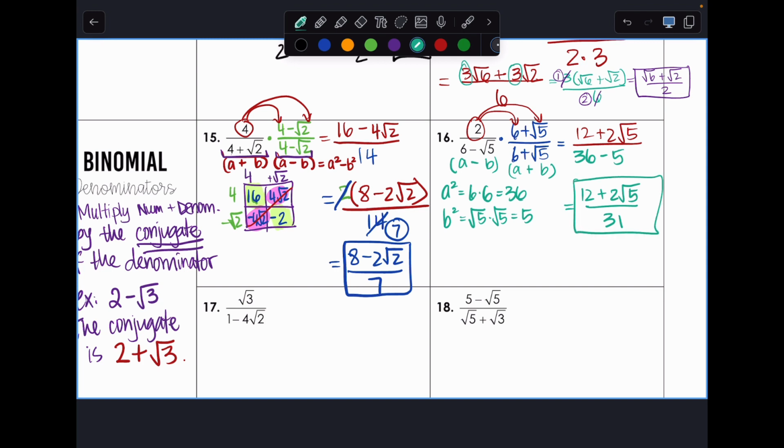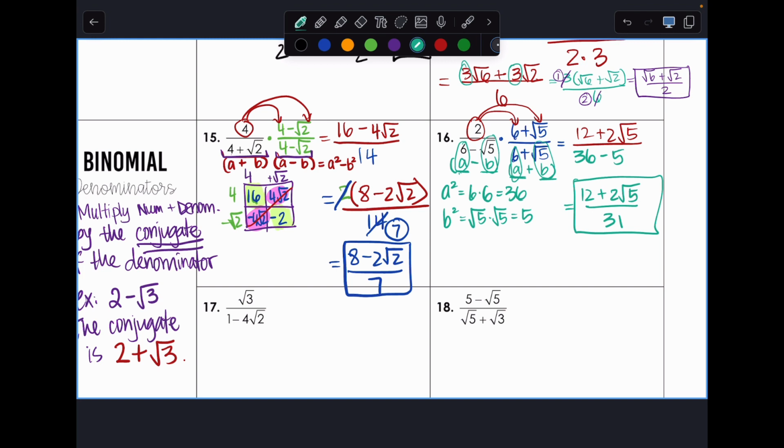Wait, can you walk through the blue part? Which part? The light blue part. Which light blue part? Like from A minus B in the parentheses. You see how A and 6 are the same for both? And rad 5 is the same for both. So that's my A, and this is my B.